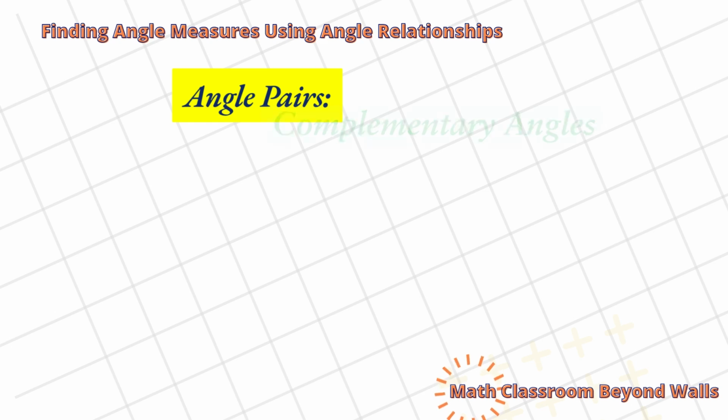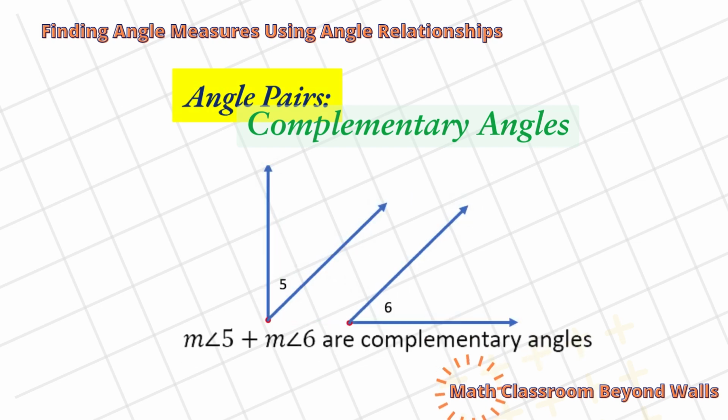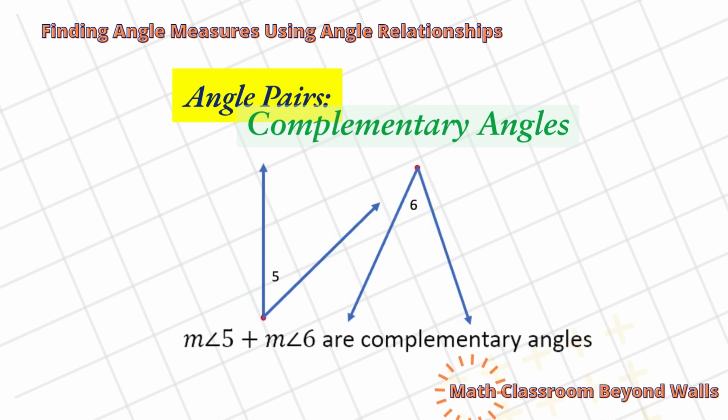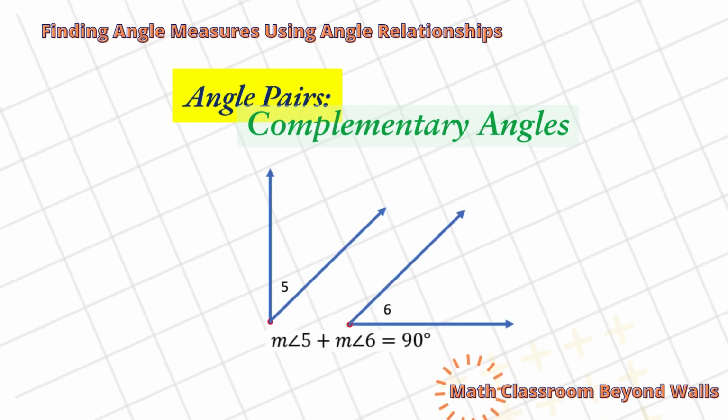Third, complementary angles. The sum of the measures of these two angles is 90 degrees. They may be placed so that they form perpendicular lines like this, or they may be two separate angles as shown. Always remember that for this type of angle pair, the sum of the measures of the two is 90 degrees. We can write it this way. The measure of angle 5 plus the measure of angle 6 equals 90 degrees. Thus, if the measure of angle 5 is 60 degrees, then the measure of angle 6 is 30 degrees.